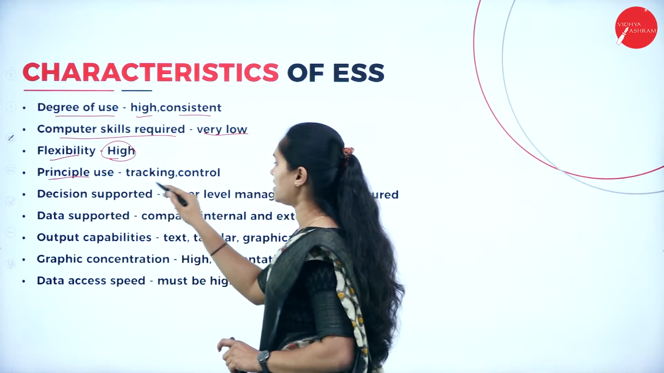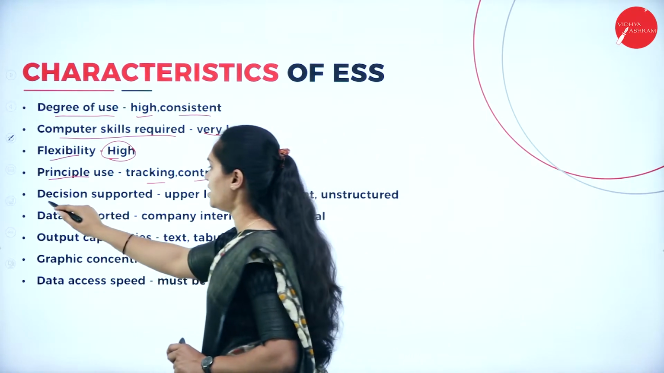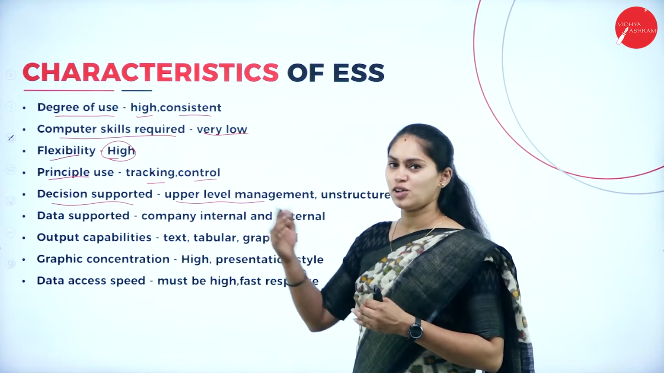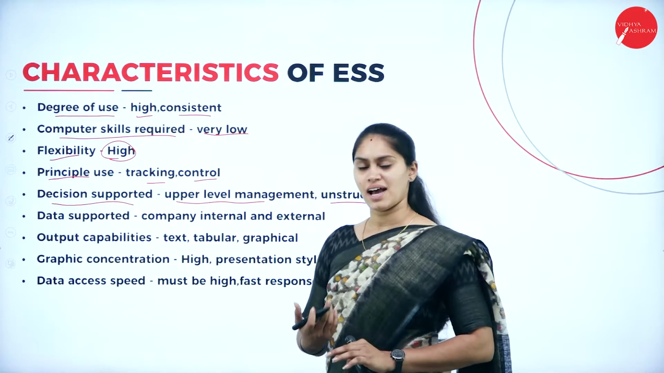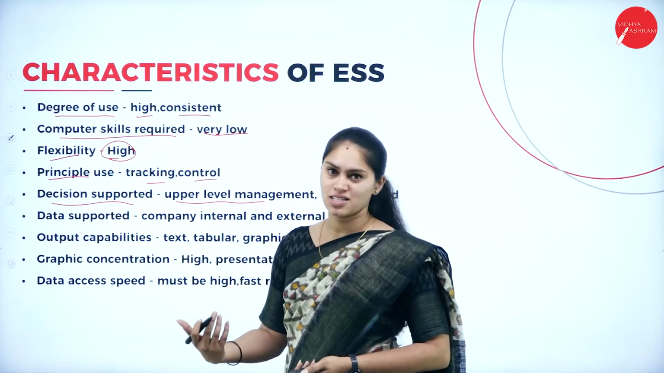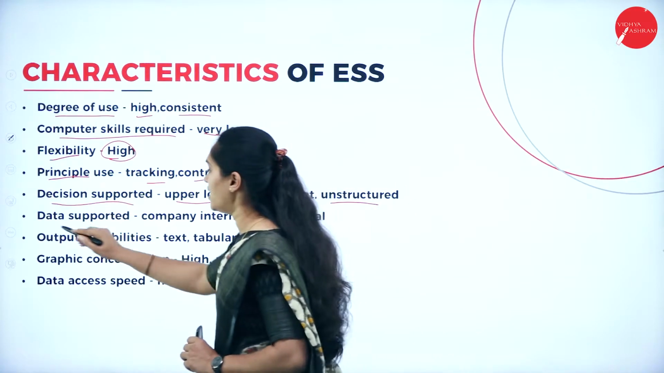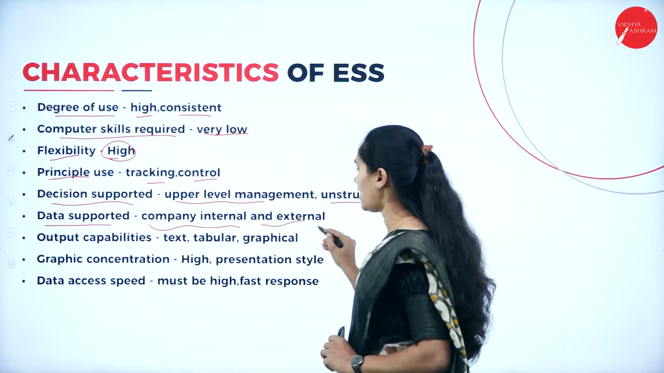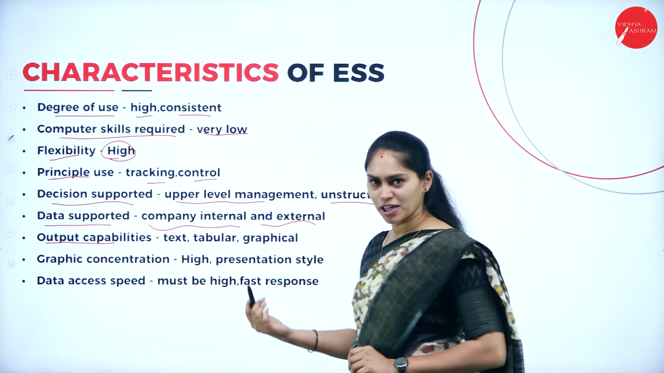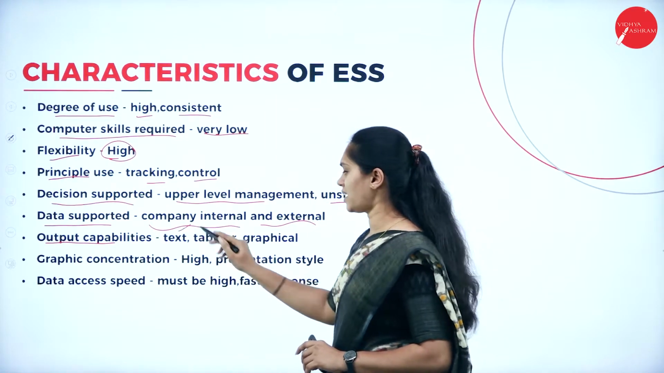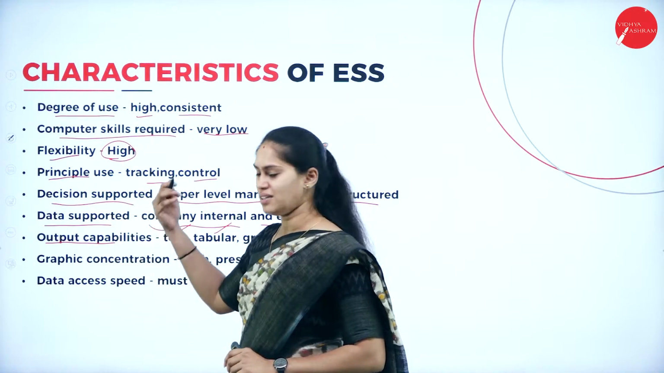Then its principal use: it is going to have control over the data and keep on tracking the information. Then decision support is related to upper level or top level management, and it is going to support unstructured data. As I told you, it will guide you on how to make the best decision, but it is not going to give you an instant or ready-made decision. Then the data supported will be company internal and external data, and for output capabilities, it will generate or summarize text, tabular form, graphical, table. That kind of output will be generated.